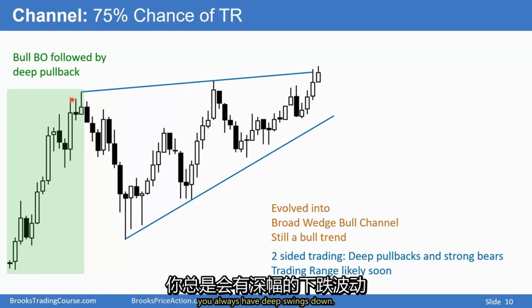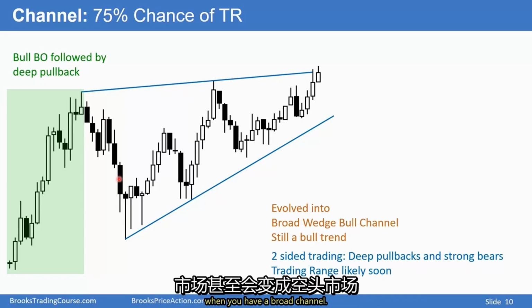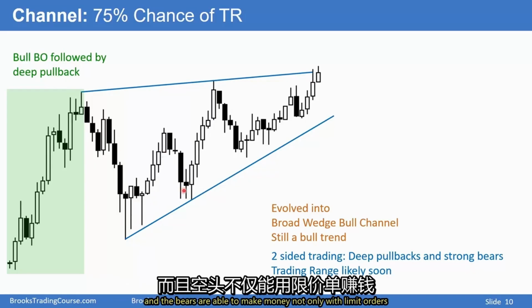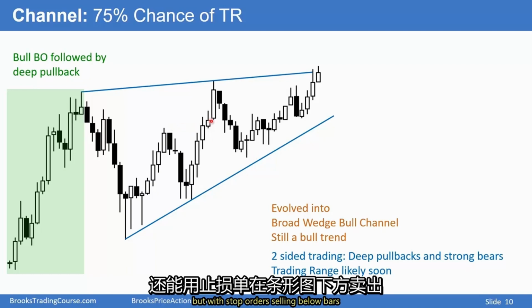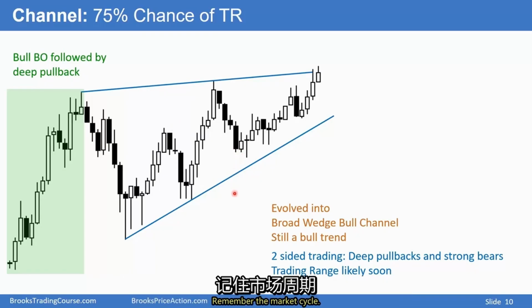Two-sided trading. Whenever you have a broad bull channel, you always have deep swings down. At times, the market can even become always in short when you have a broad channel, because of the strong selling here, here, and here, and the bears are able to make money not only with limit orders, but with stop orders selling below bars.